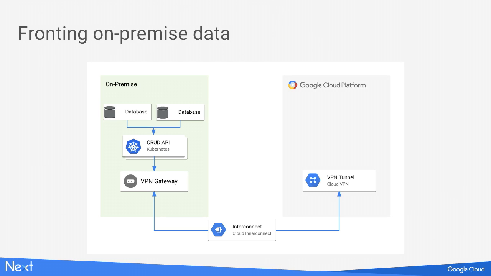But after networking, the next thing we want to do is front on-premise data. I like using Kubernetes because it lets me write applications in one place and deploy them somewhere else on any Kubernetes cluster. So in this example, I use Kubernetes. It could really be anything. But the idea is that we've secured the link. We want to give new applications access to this data, but we really don't want to give them direct access to the data. Let them go through a CRUD API.